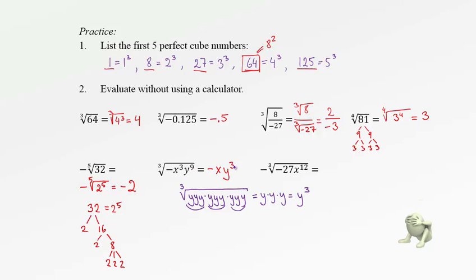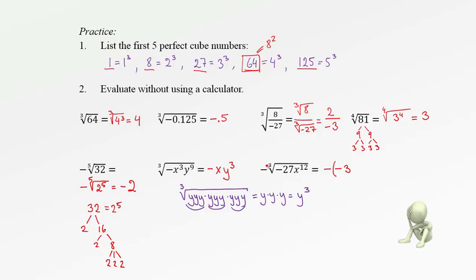9 divided by 3 is 3. Like before, 3 divided by 3 was 1. Finally, the last example, I will copy the first minus because it's outside of the root. It will be just carried on. And then the cubic root of a negative is negative. The cubic root of 27, 27 is our favorite cubic number. So the root of 27 is 3.